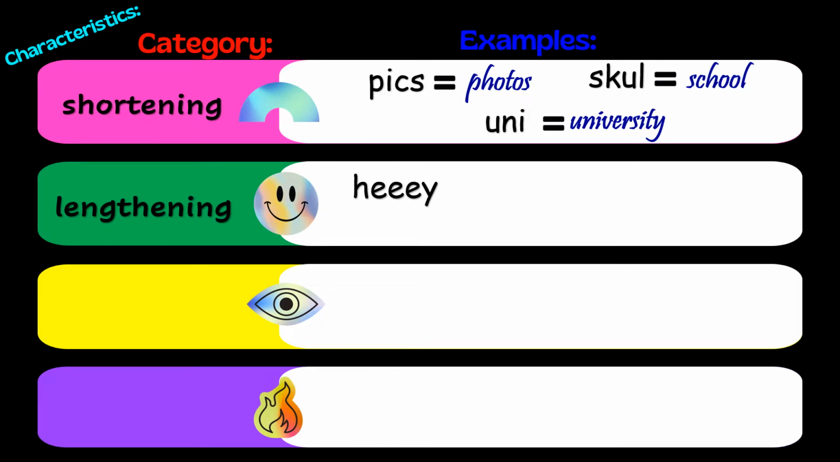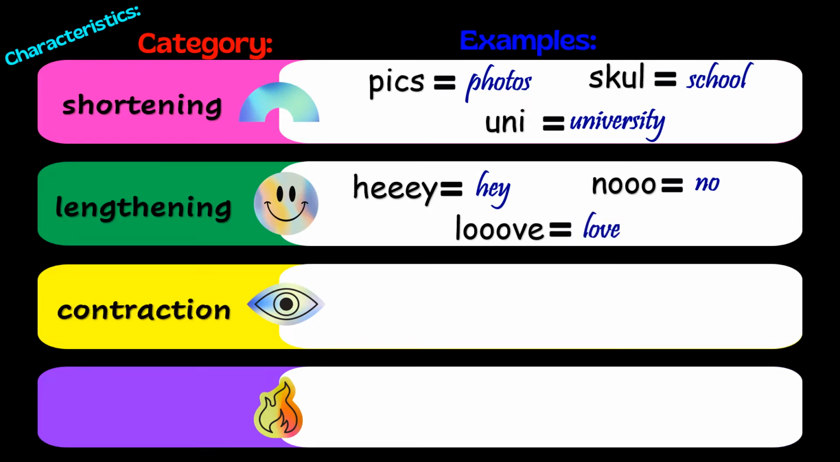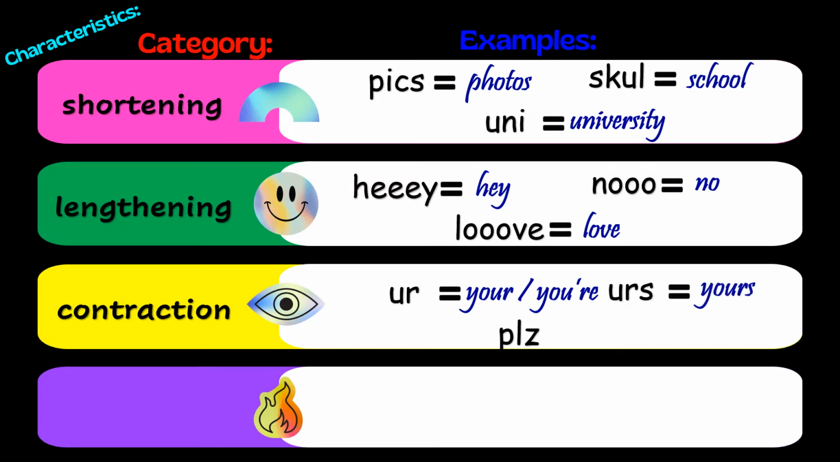Lengthening: heyyy, noooo, loooove. This means hey. This means no. This means love. Contraction: ur, urs, plz. This means your or you're. This means yours. And this means please.